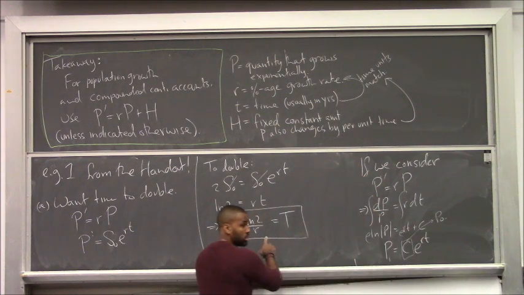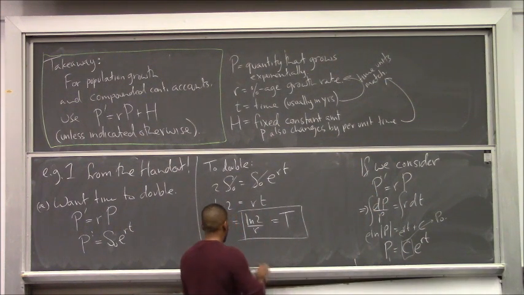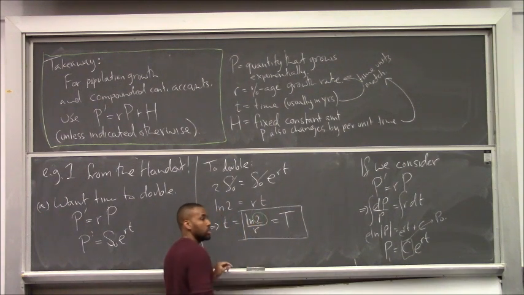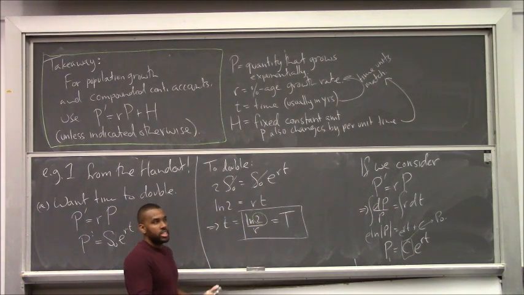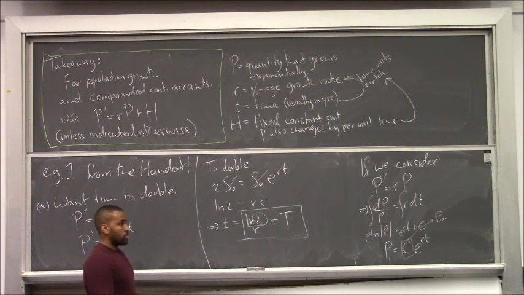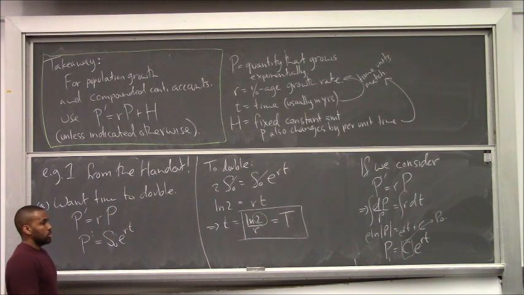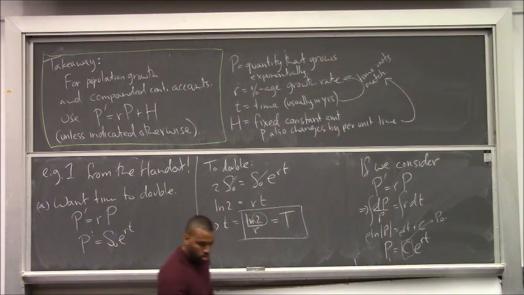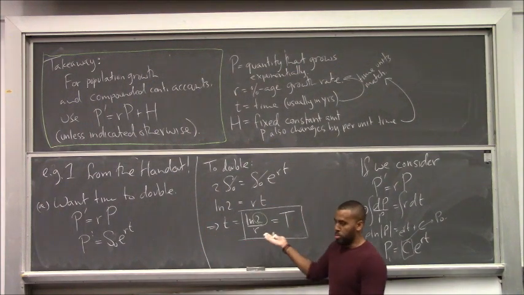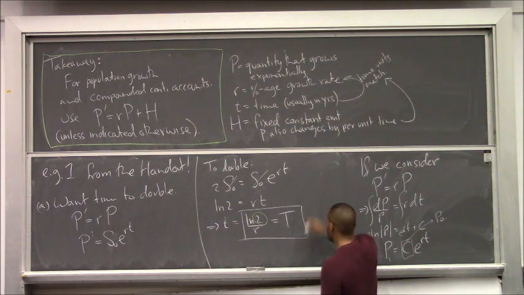Do you see how I got this? Double is why we have the 2 here. If someone said triple, how long is it going to take to triple? It's going to be ln 3 over R. Quadruple, ln 4 over R. Whatever that function has to be, so the double is ln 2, and that form will work. So normally when I'm teaching Calc 1 where they do this, I just tell my students to memorize that: ln 2 over R is the time to double.